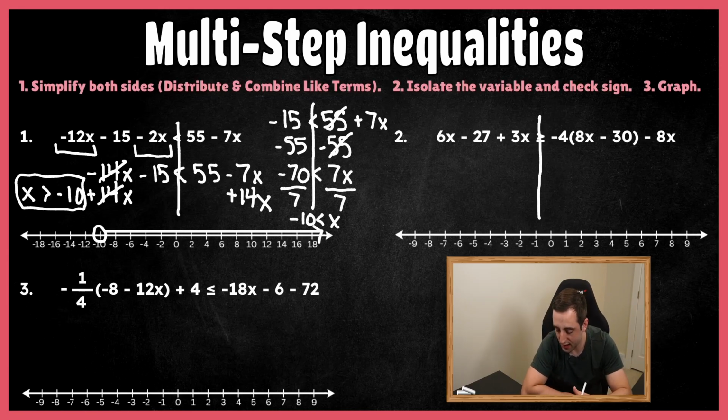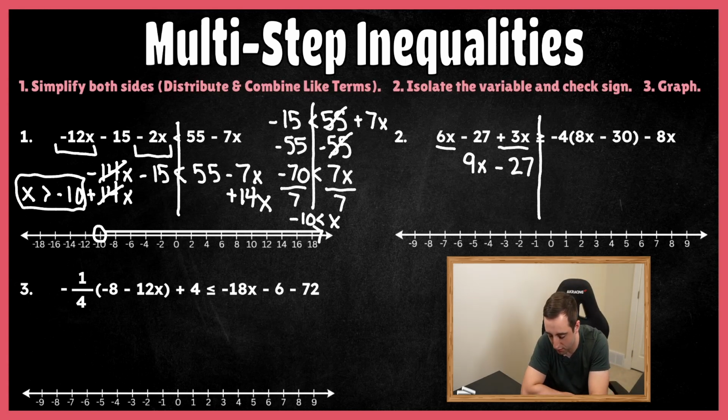I'm going to look at the left side. I do see that we can simplify a little bit here. We can combine like terms. We have 6x and 3x, so that's going to be 9x. And I'm just going to bring down the minus 27. That's everything that we can simplify on the left side right now. On the right side, I see distributive property for sure. There's a number directly next to the parentheses. So let's go ahead and do that first.